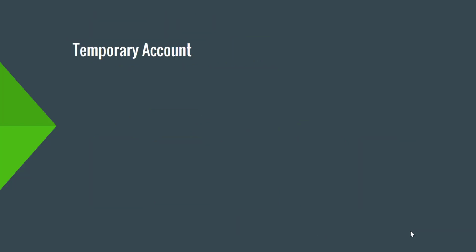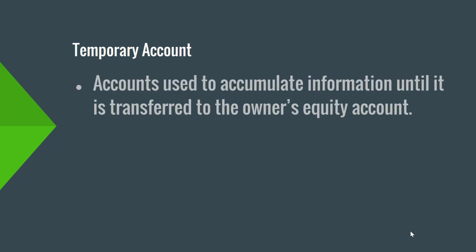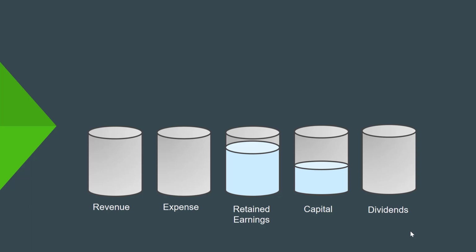Now, the other thing that we need to understand is the difference between a temporary and a permanent account. So just as a review, a temporary account is any account that is used to accumulate information until it is transferred to the owner's equity account. The key words to remember for this definition are until it is transferred. Temporary accounts are the ones that transfer all their money out at the end of the year. So if we look at our glasses, now that we've done our adjustments, which ones would be considered temporary accounts? Right, it's basically all of the empty accounts. So any glasses that are empty after the closing entry, those are temporary accounts because they've had all of their money transferred out to retained earnings at the end of the fiscal year.